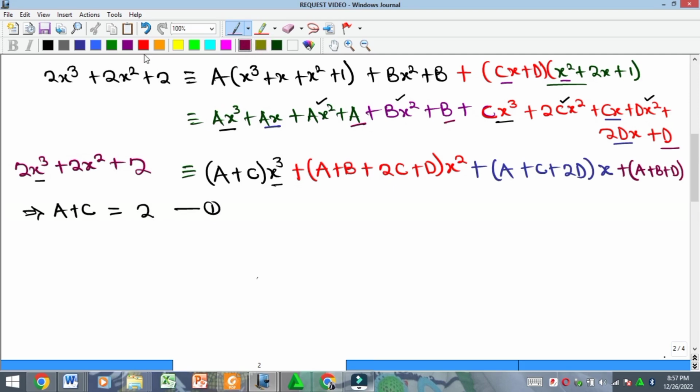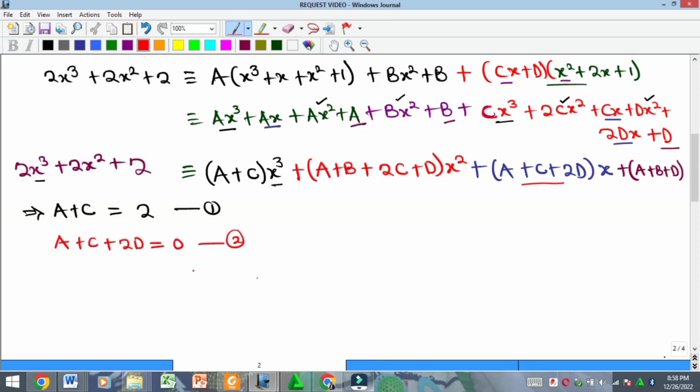Okay, and then what else do I need? Remember, you pick this according to your need. The very best option to pick here is the coefficient of x. On the right hand side, the coefficient of x is a plus c plus 2d, and that is equal to the coefficient of x on the left hand side. There is no x here, so we assume that the coefficient is 0. This is equation 2.